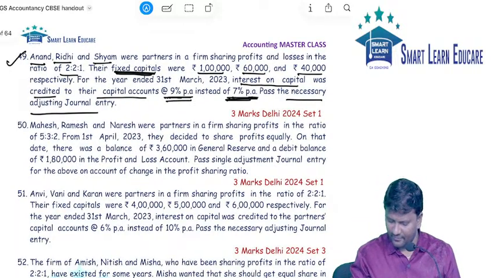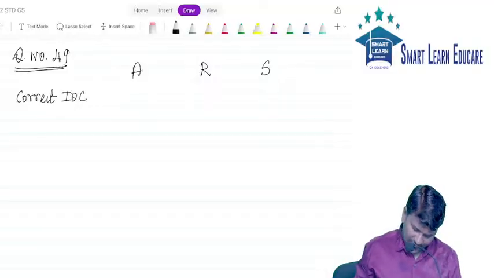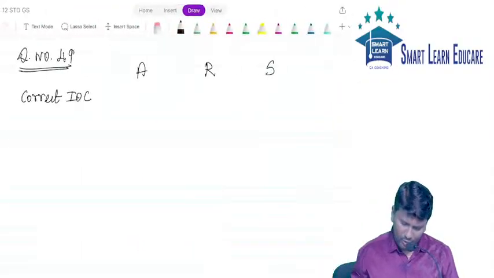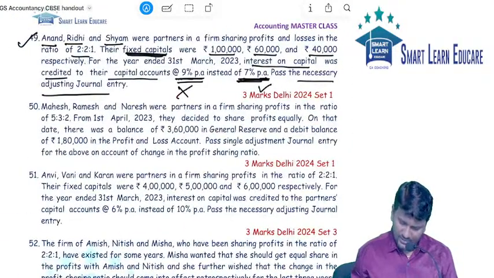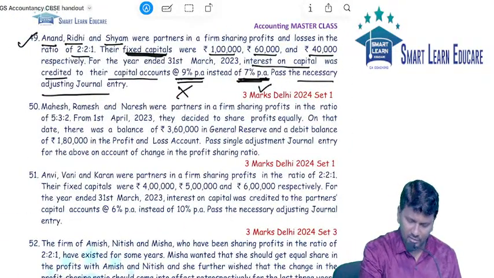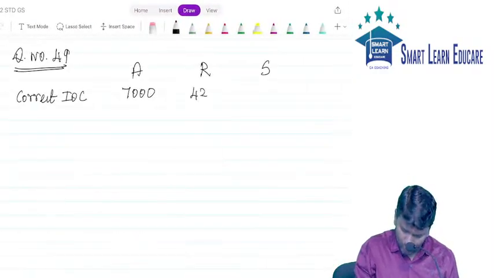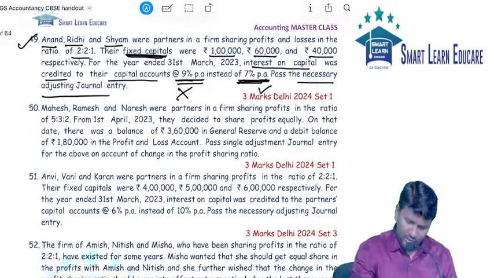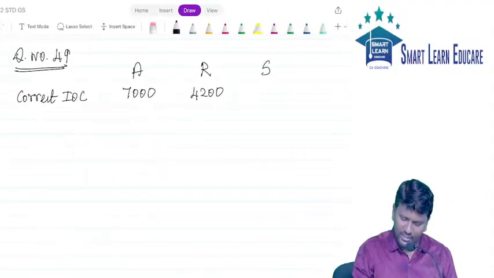Instead of 7, it means 7 is correct. Wrongly they have given 9. So 7 is correct. What is the capital of partner A? A's capital is 1 lakh. 1 lakh into 7%, 7,000. Again partner R, 60,000 into 7 percentage, it is 4,200. Yes, it is 40,000 into 7 percentage, 2,800.